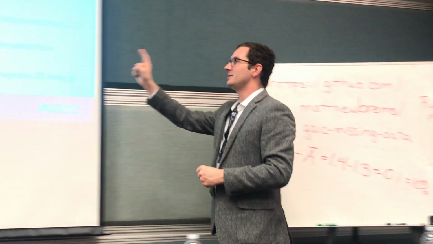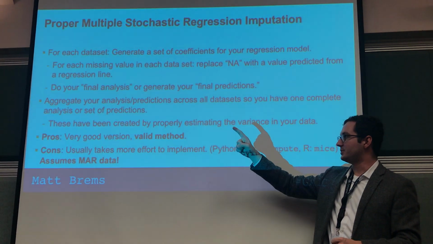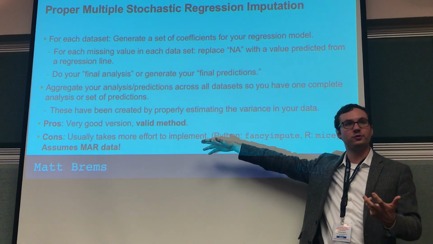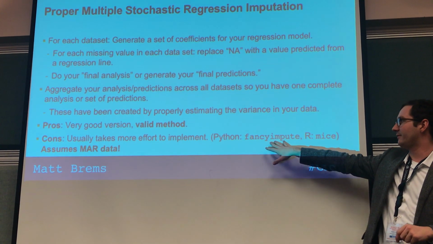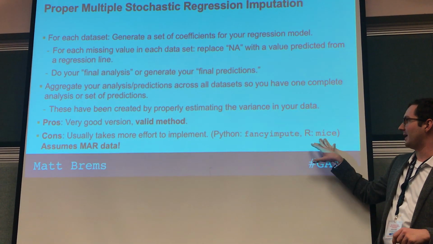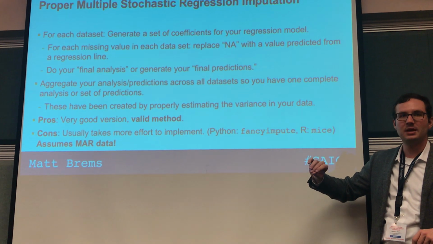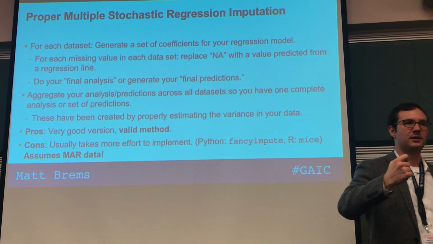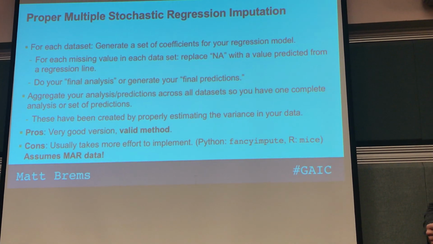This is a very good version. This is a valid method of imputation. The downside, it's going to take more effort to implement. This is harder for us to just do from scratch. I've listed two packages here, Fancy Impute in Python and Mice in R do this. Mice stands for multiple imputation by chained equations. It's a specific implementation of this method.